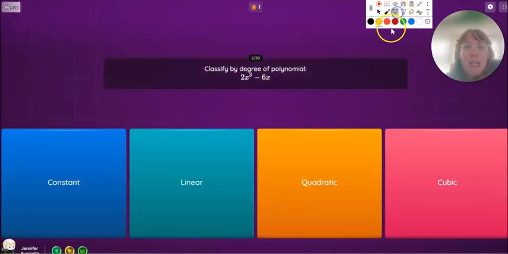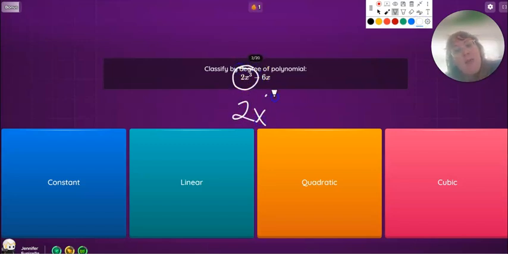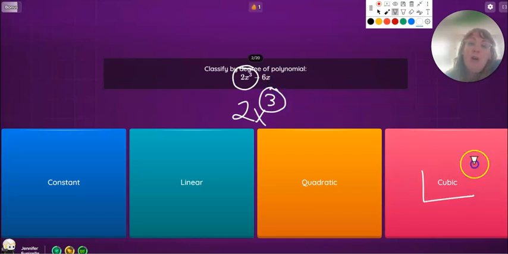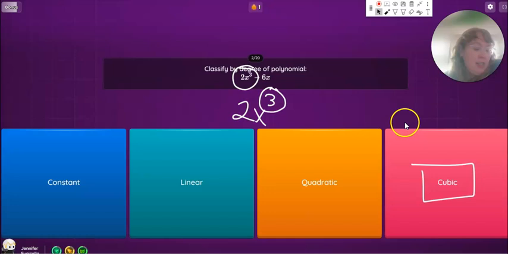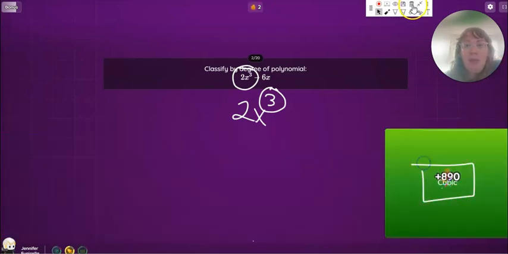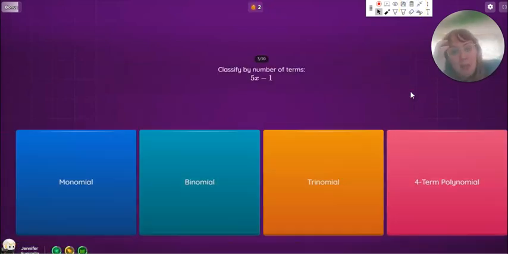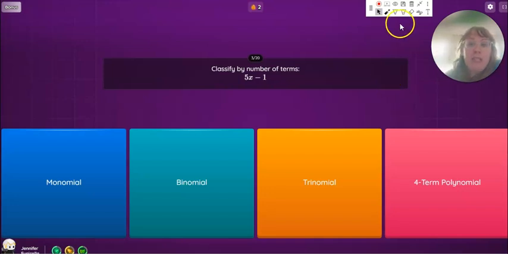Classify this degree of polynomial. So our biggest exponent is a 2x cubed, and that has a degree of 3, which we will call cubic. So you're going to select cubic for number 2. Beautiful. We got 20 questions in total in this Quizizz.